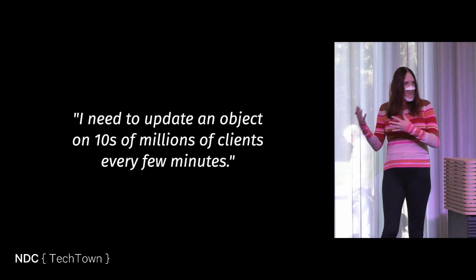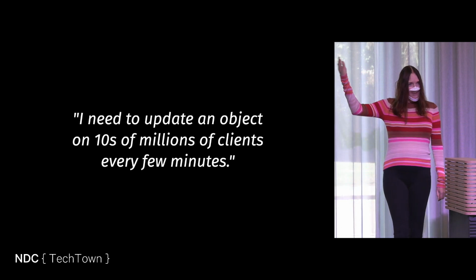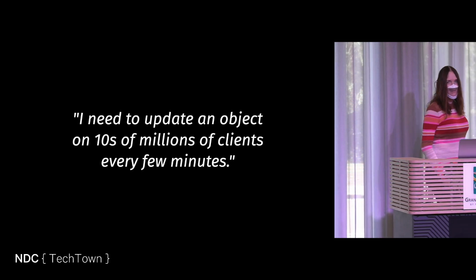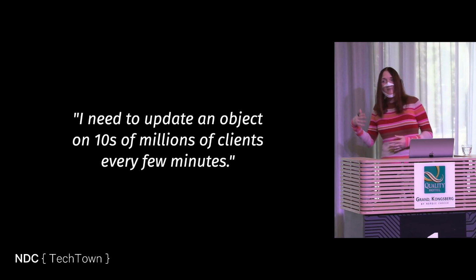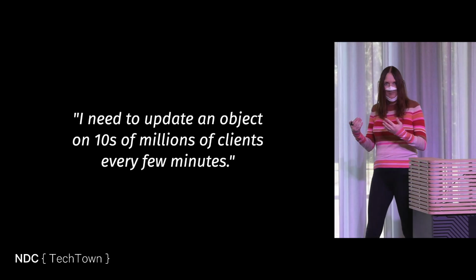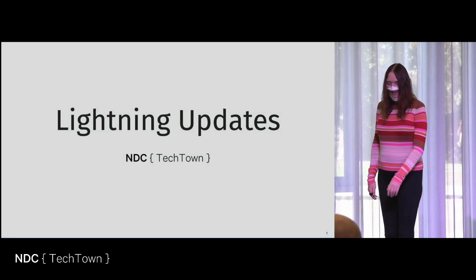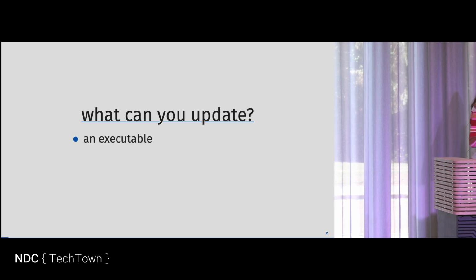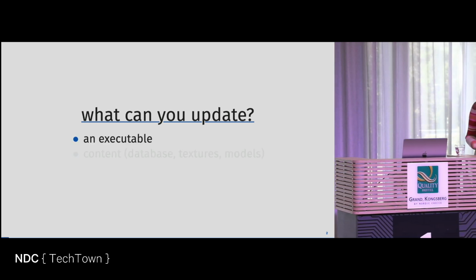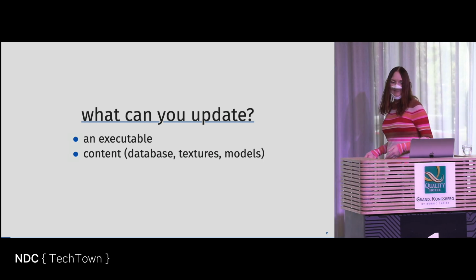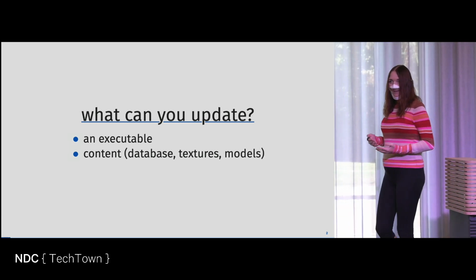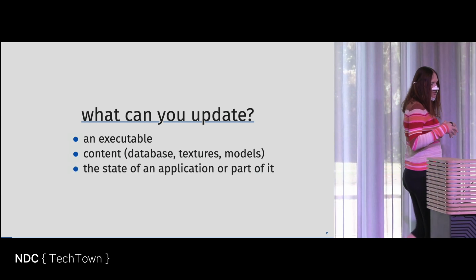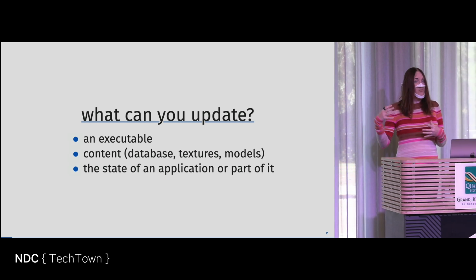The problem I'm trying to solve is that I need to update an object on millions of clients every few minutes, I mean every 3, 4, 5 minutes. How do I do that? Lightning updates. What can you update? It can be an executable, content, a database, textures, models. Every application needs an update. But generally, it's just the state of the application or part of it.